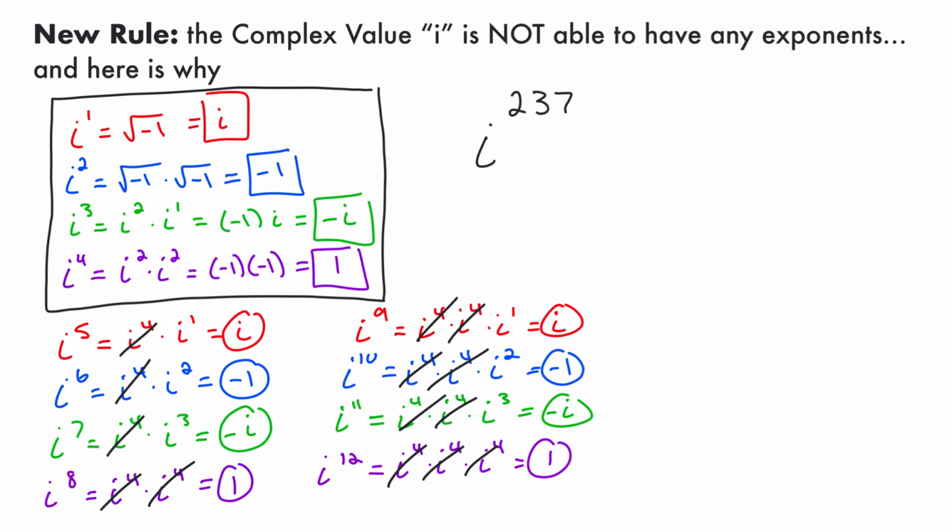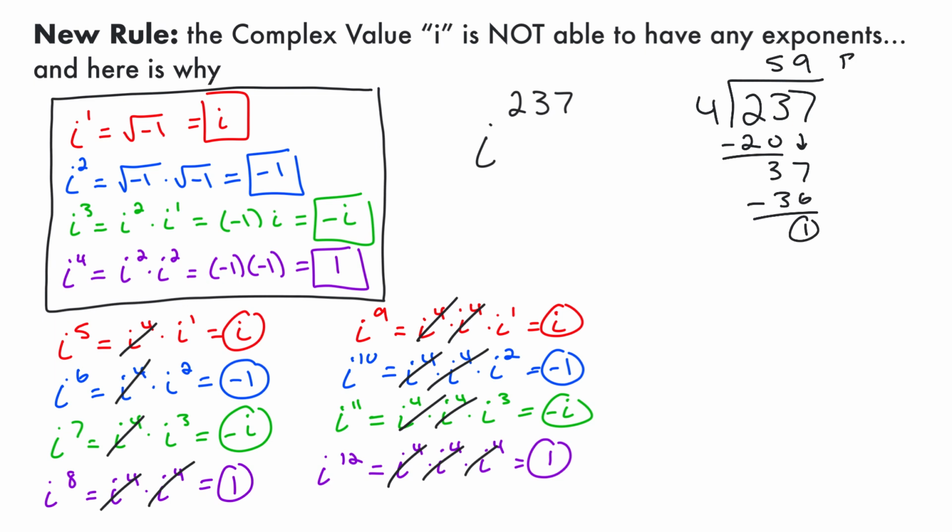So what we need to do is take the 237 and divide it by 4. 4 does not go into 2 nicely. But 4 does go into 23 if I multiply it by 5. 5 times 4 is 20. Subtract 20, I'll get a 3. Bring down the next term, which is 7. Then I ask myself, how many times does 4 go into 37 without going over? It goes into it 9 times. That's going to give me a 36. My remainder is 1. Therefore, it falls under this first category, which means the answer to this is i.